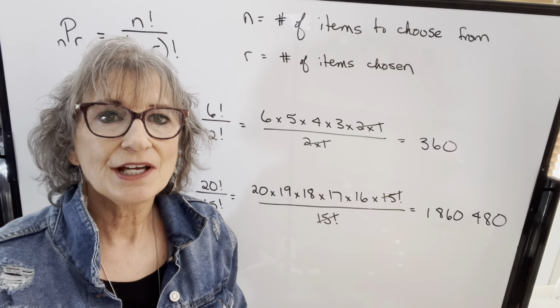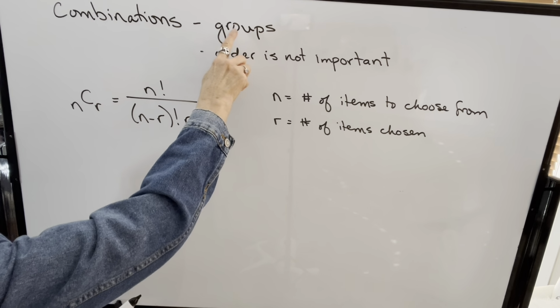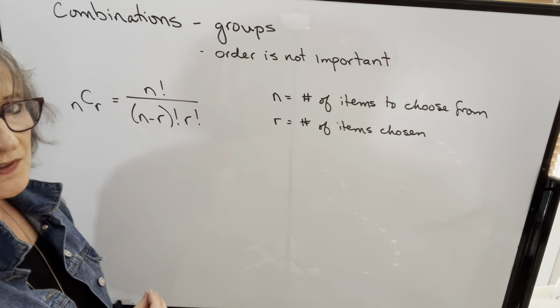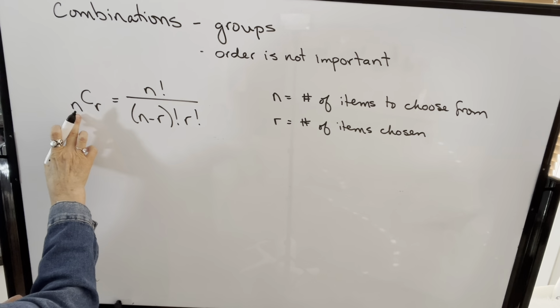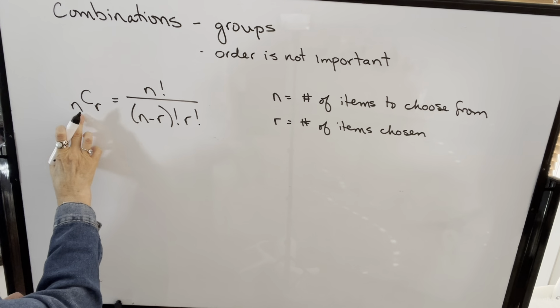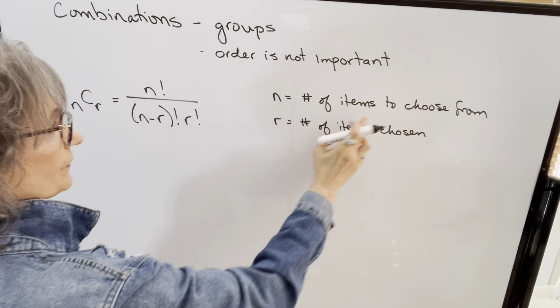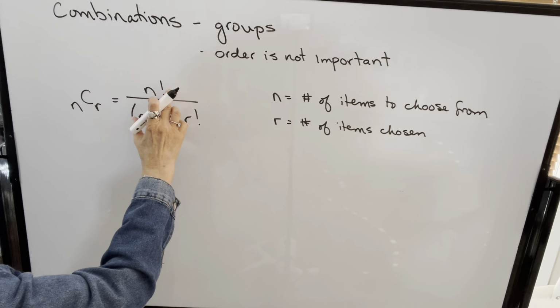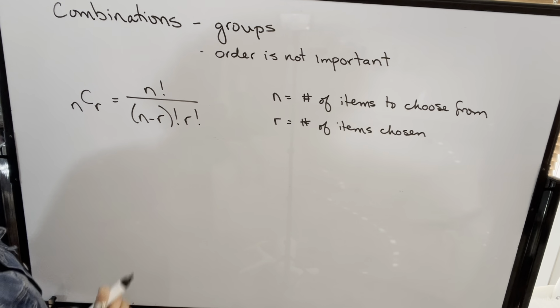Let's now take a look at combinations. A combination is a group, not an arrangement, therefore the order is not important. You're always going to have fewer combinations than you are permutations. The notation for combinations looks like this, NCR, where N represents the number of items to choose from, R represents the number of items chosen, and it will be N factorial over N minus R factorial times R factorial.